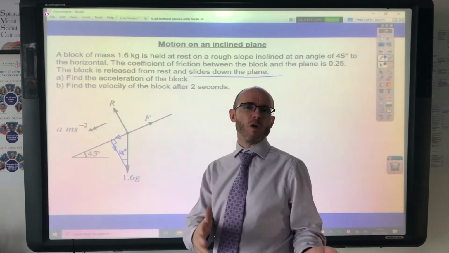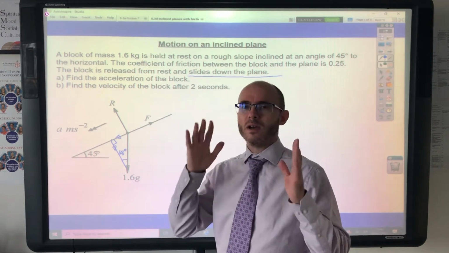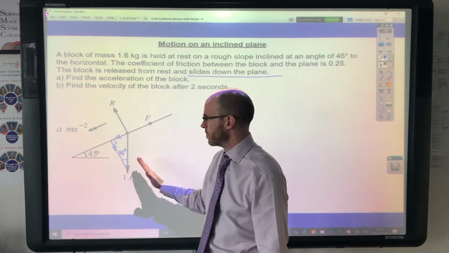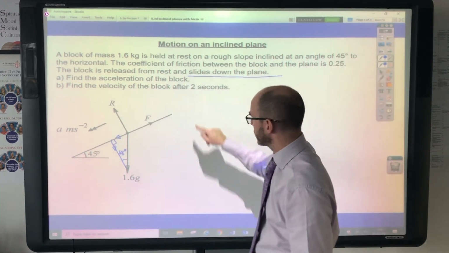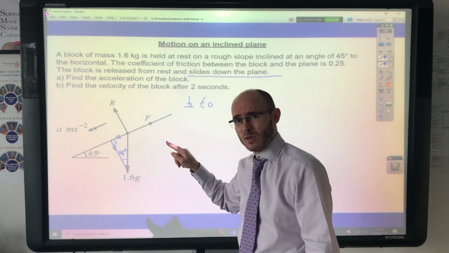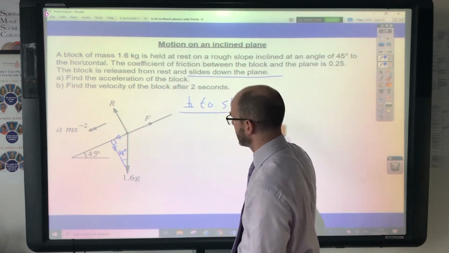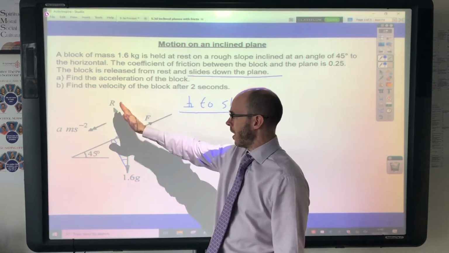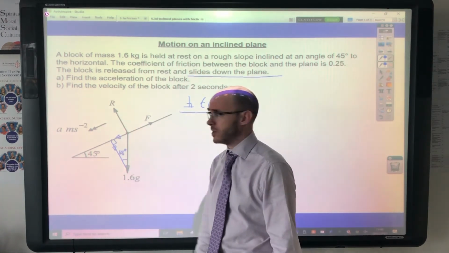We need to resolve. Resolve horizontally and vertically when it's on a horizontal surface, but when it's on an inclined plane, resolve parallel and perpendicular to the slope. You choose which one you want to do. Okay, I often go for perpendicular first, if I'm honest, because there's less going on in most circumstances. There's less going on, and hopefully you can see quite quickly I've got just one unknown. Okay, I've got R, and I've got the weight component there, which we know. So I've got just one unknown.